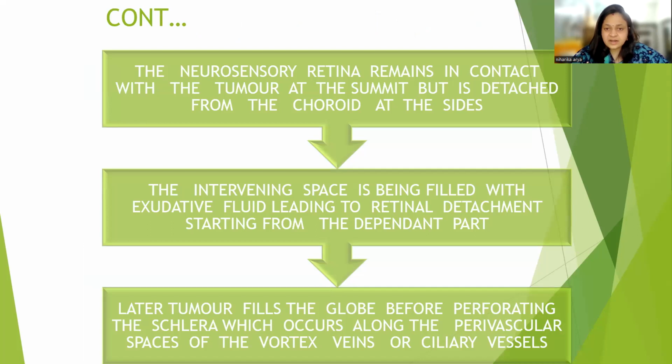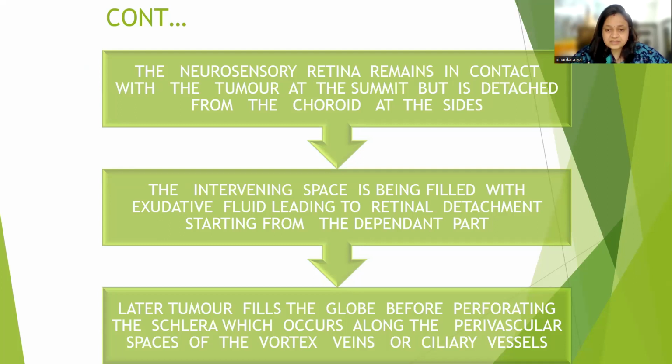The neurosensory retina remains in contact with the tumor at the summit, but is detached from the choroid at the site. So the neurosensory retina, which is the main sensory layer of the retina, comes after the retinal pigment epithelium. So it remains in touch with the tumor. As the tumor increases in size, it is attached with the neurosensory retina, but at the summit, it is detached.